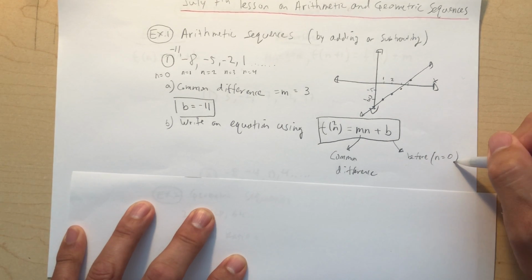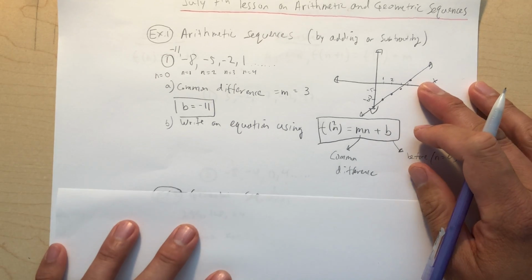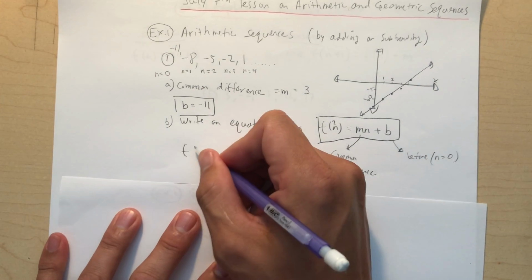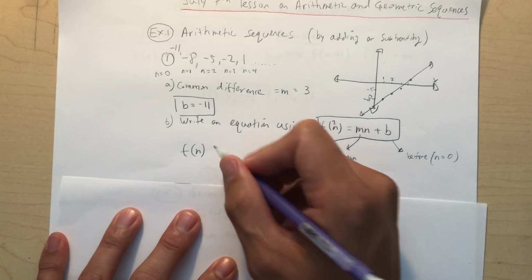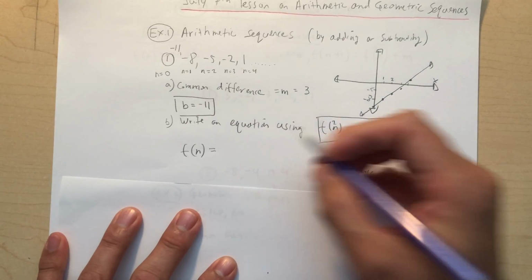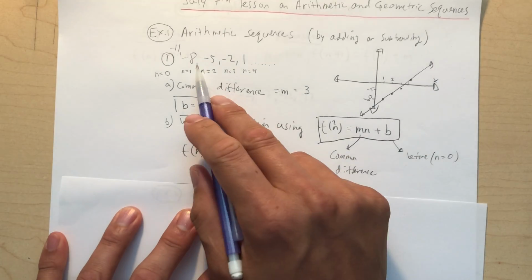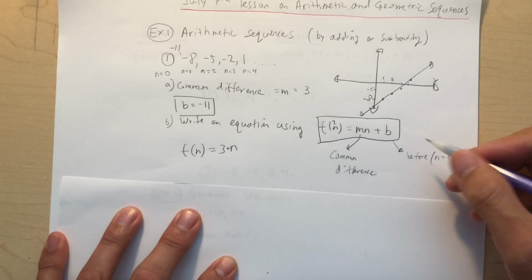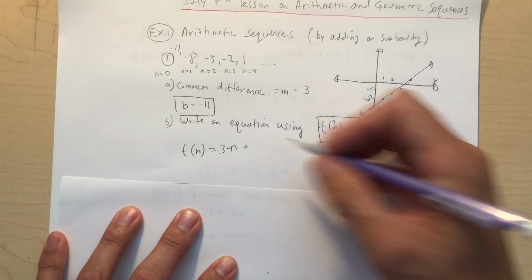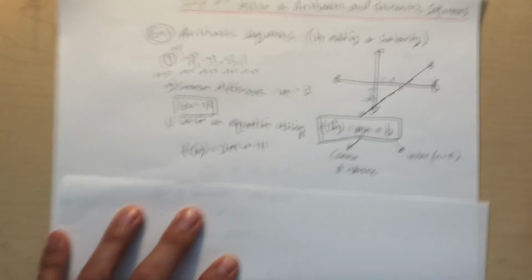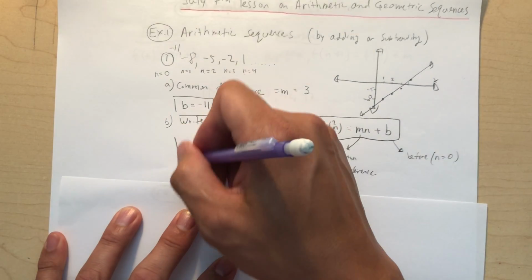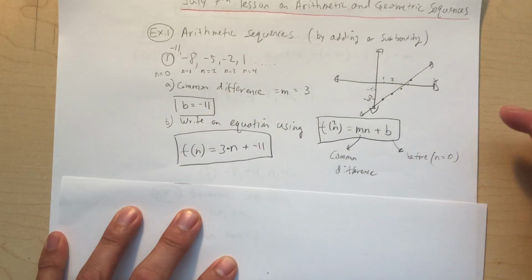And B is our before number, okay, when N is equal to 0, which is -11. So it's actually really easy. You just have to write down the equation. Okay, so this is our equation here, okay? And our common difference is 3. And you can multiply that by N, okay? N is, you can multiply by one of these numbers, okay? Plus our before number, which is -11. Now you could just write down -11, and that's probably good enough, okay? And that is our equation right there.